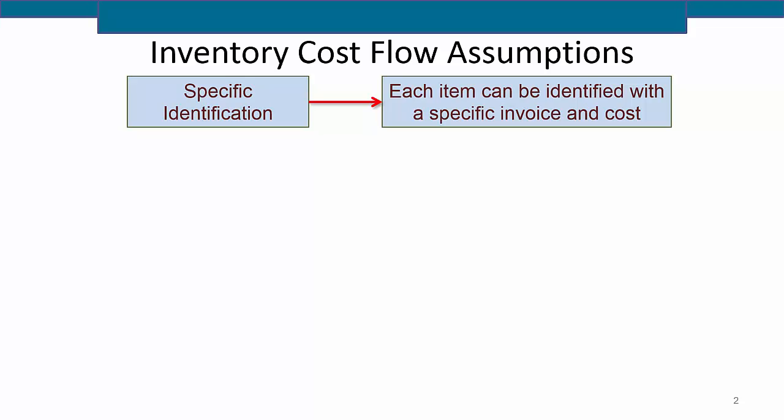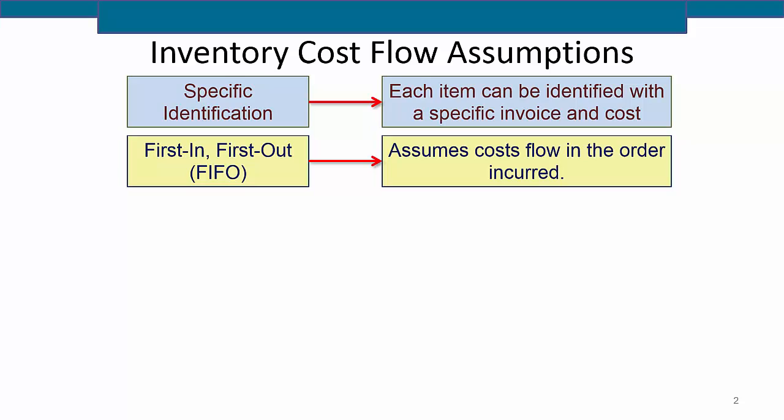The first of these is specific identification. It's the easiest to understand because we track the exact cost of what we sell, because we have identified it to our purchase invoice. Companies who use specific identification include car dealerships and other businesses that sell individually unique products. Think about Tiffany's.